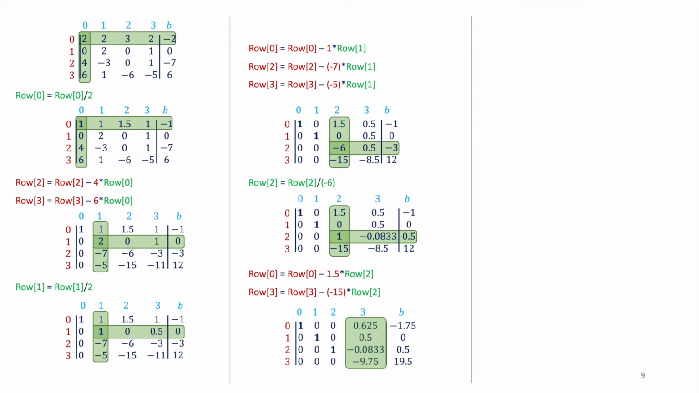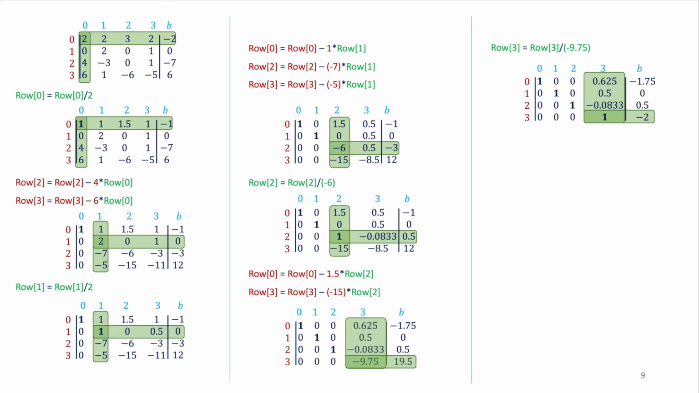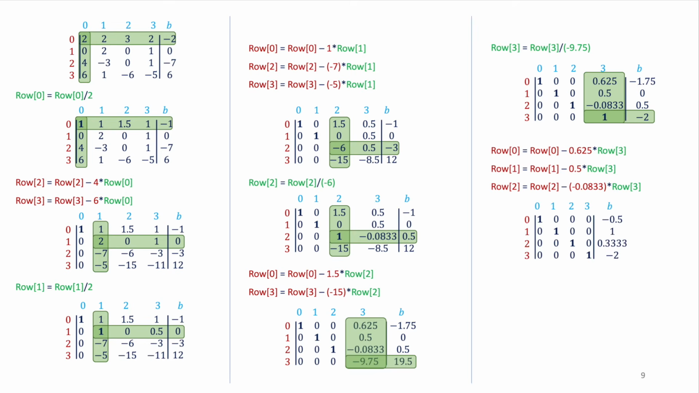Now we go to transform the last column. So we divide row number 3, the last row, by the pivot element, and we get this transformation of row number 3. Now we perform the elimination for rows 0, 1, and 2 in order to get this final transformation. As you see here, we have obtained the identity matrix at the position of the coefficients matrix. So accordingly, the solution will be the values of the B column, or the B vector. So at the end, the solution of the system will be these values.